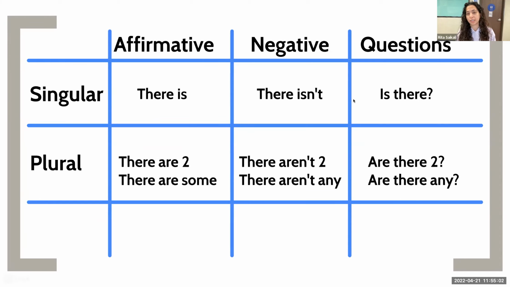So again, this is basically just a chart of what we talked about. Singular affirmative means that there is. Negative is there isn't. Question is is there. Plural, there are two, there are some. There aren't two, there aren't any for negative. And are there two, are there any for the question? And I suggest you write this down, or you can take a picture of this, but this is a nice thing to have in your notes.